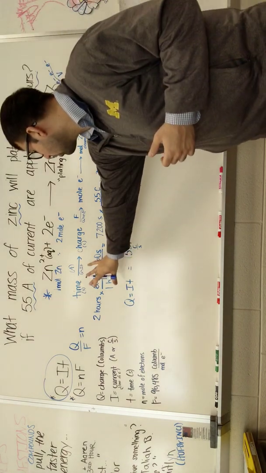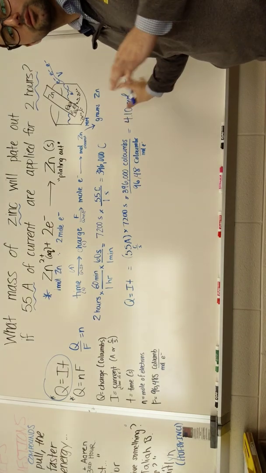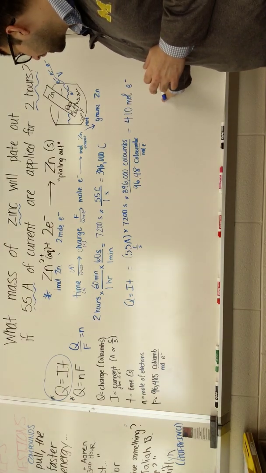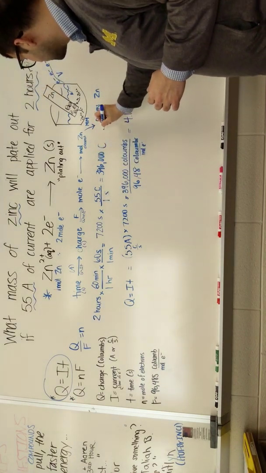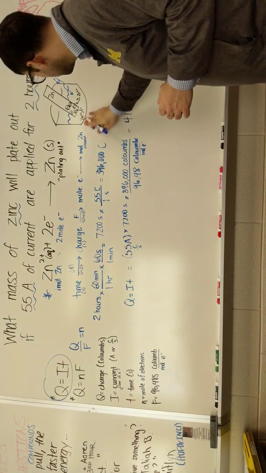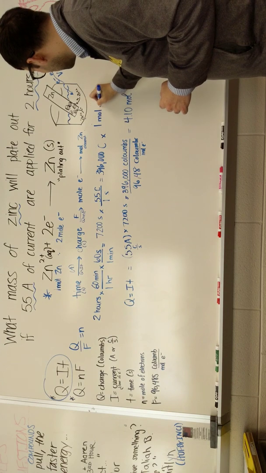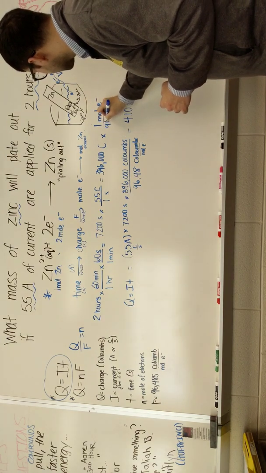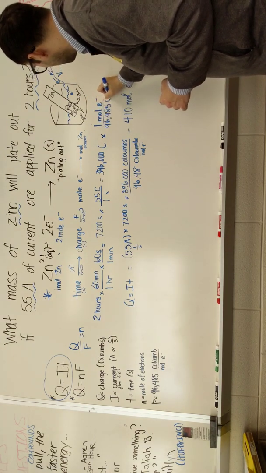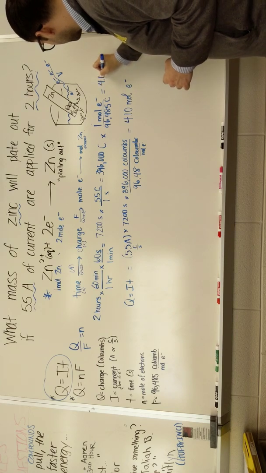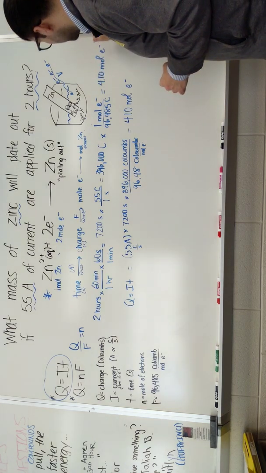Okay, so this is all of the tough stuff, getting to my moles of electrons. Now if you were doing this the dimensional analysis way, like I said before, I could multiply my charge times 1 mole of electrons over 96,485 coulombs, and I will get the same answer of 4.1 moles of electrons.